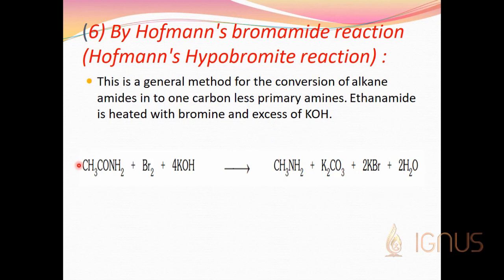You can see this primary amine is having one carbon less compared to your starting amide. Here there were two carbon atoms. Now it is one carbon atom. RCONH2 is converted, or CH3CONH2 is converted into CH3NH2. You should remember the byproducts also, K2CO3 and KBr. K2CO3 and KBr are the byproducts formed, and the reagent is bromine in excess of KOH.